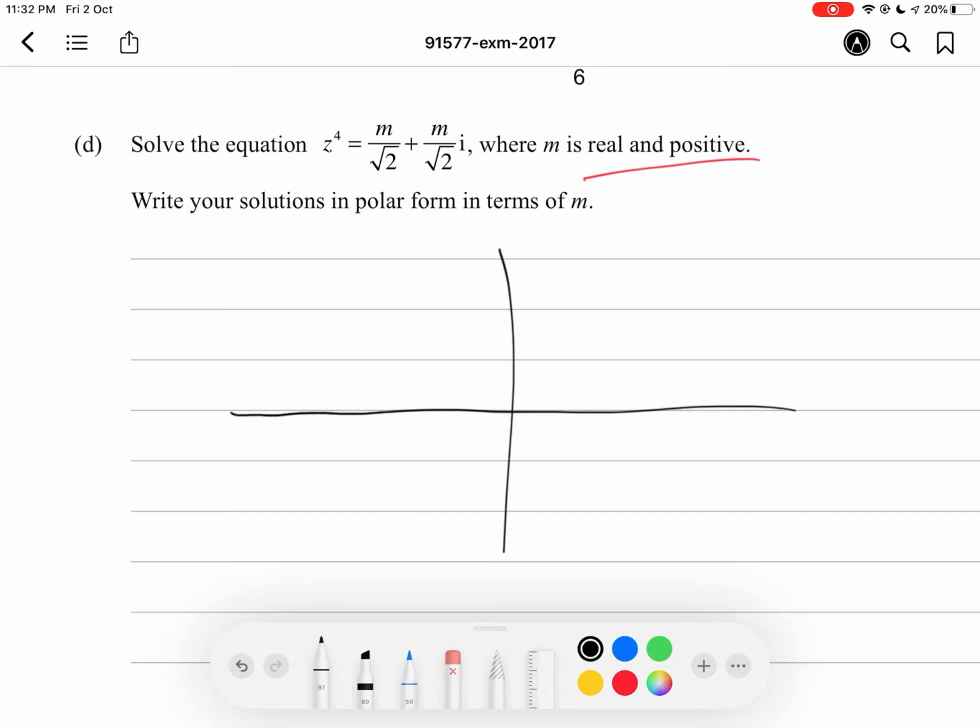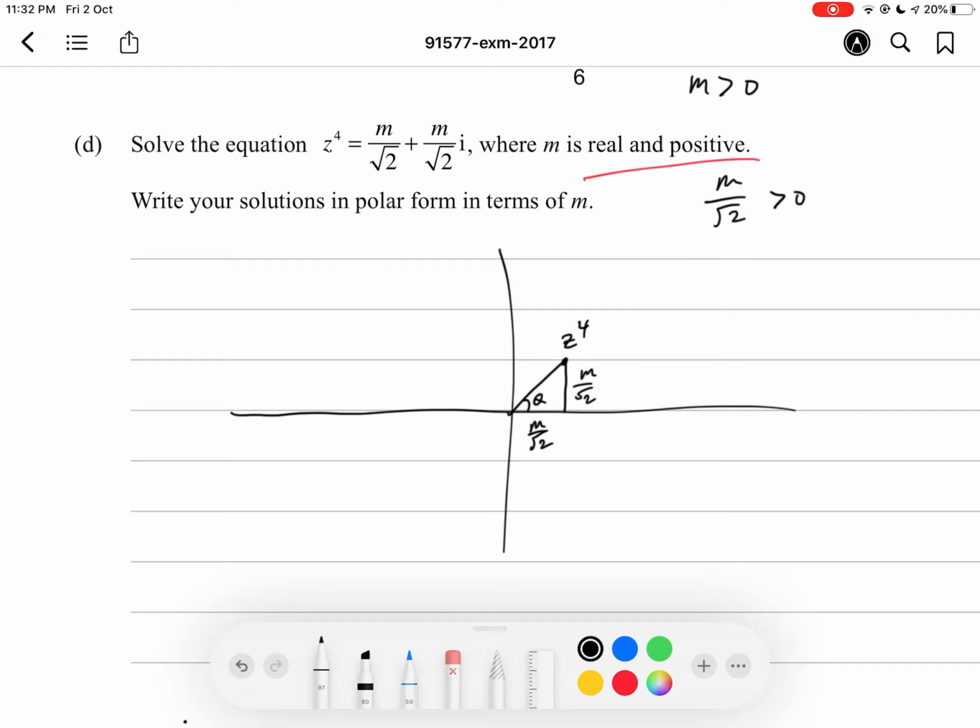and locate this point. So we know that m is real and it's positive, so m is greater than 0. So therefore, if m is greater than 0, then m over square root of 2 must also be greater than 0. So we know that both the imaginary part and the real part must both be greater than 0, and they're equal in magnitude. So in this case, we're going to find that our z to the power 4 should be somewhere there. So this will be our z to the power 4, and this here will be our complex number, where the real part is m over root 2, and the imaginary part will also be m over root 2.